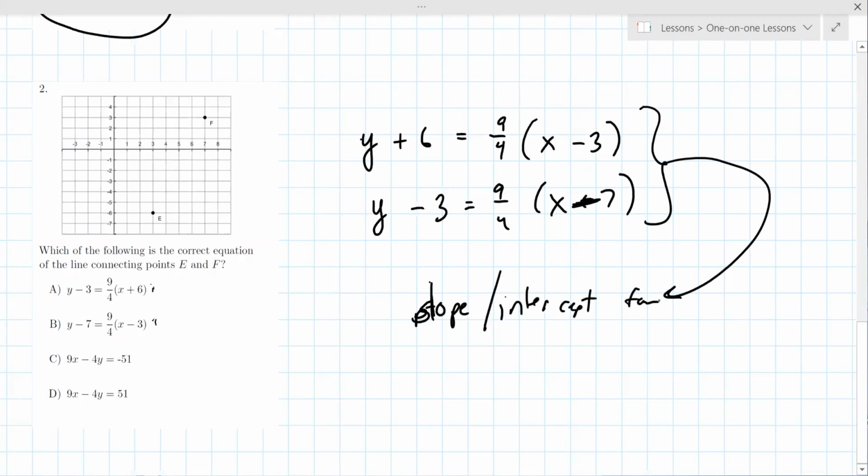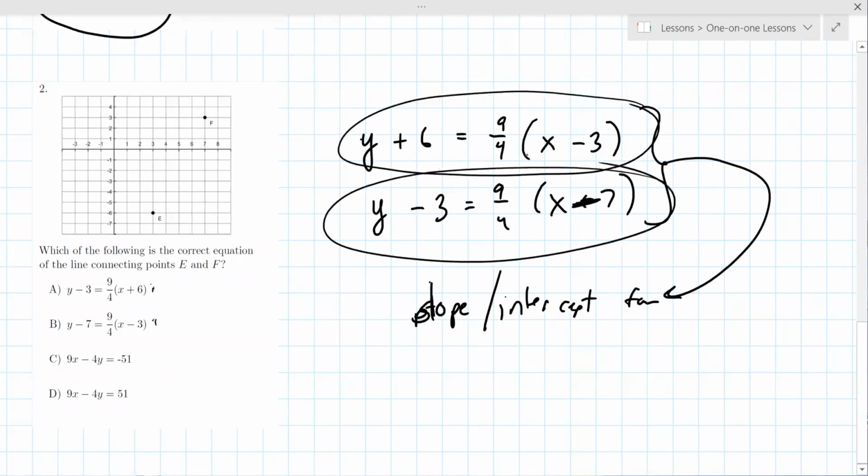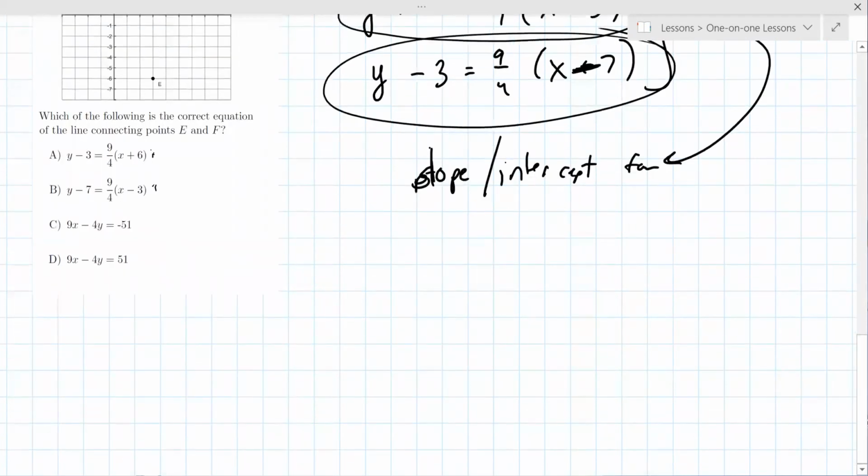So either one will work. You get your choice here for which one you get to use. Which one will you do? The top one or the bottom one? Let's do the top one. Okay. All right. So to do that, let me show you.